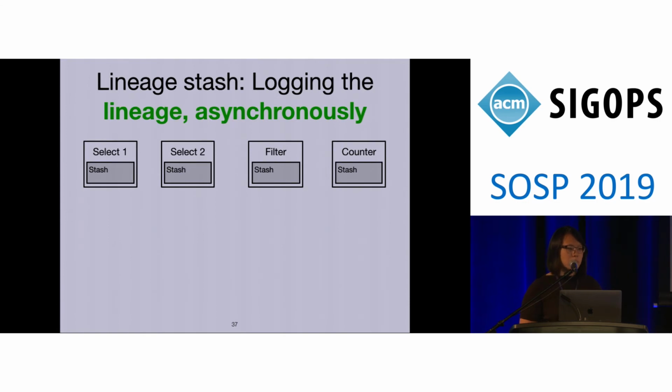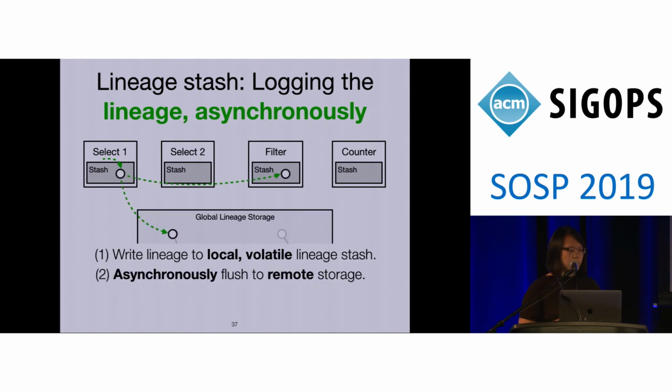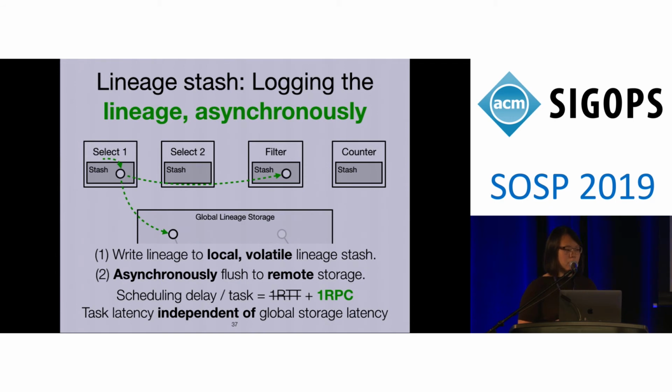So if we look at the same example before, where we want to forward a task to the filter operator, instead of writing it synchronously to the global storage, we just have to write it synchronously to the local lineage stash. And this can happen almost instantaneously. Next, we can flush it to the remote storage, but at the same time, we can actually forward the task immediately to the destination process to be executed. And that reduces the scheduling delay for each task to the minimum of 1 RPC needed to forward the task in the first place.